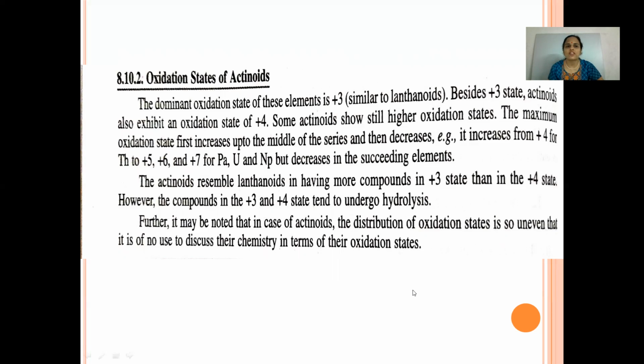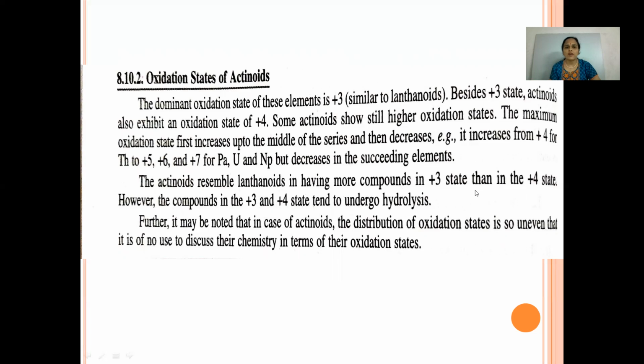The maximum oxidation state first increases up to the middle of the series and then decreases. For example, it increases from +4 for thorium to +5, +6, +7 for Pa, U and Np, but decreases in the succeeding elements. The actinoids resemble lanthanoids in having more compounds in the +3 state than in the +4 state.